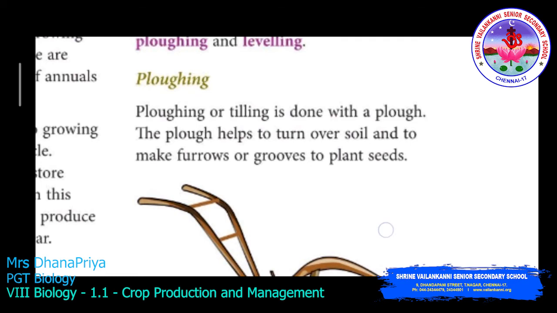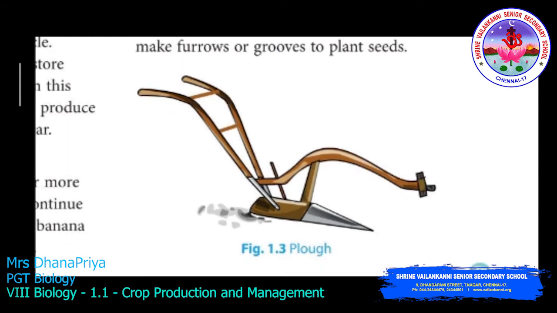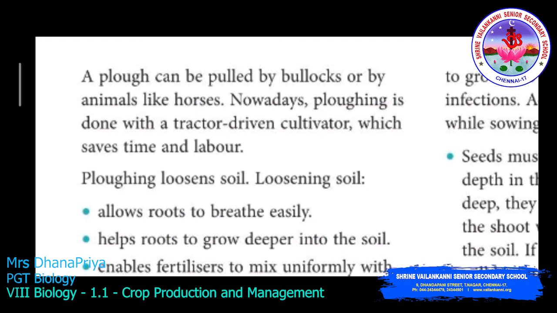This is the ploughing machine you can see. In ancient times, the plough was pulled by bullocks or animals like horses. The farmers were dependent upon animals like bullocks and horses. But nowadays, modern agriculture uses the ploughing method with a tractor. The tractor-driven cultivator saves time and labor too.